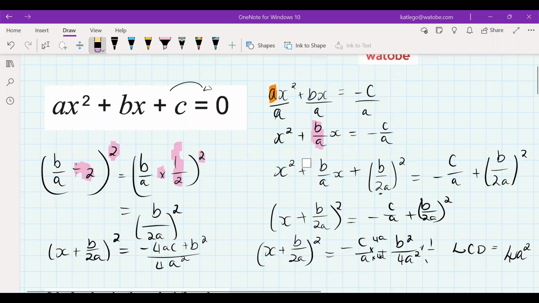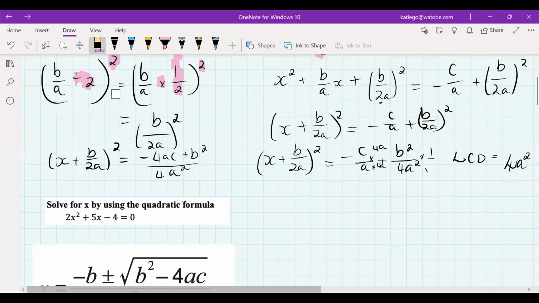Why don't we multiply by 4a on both sides? Because you're trying to get x on its own. We're trying to get x on its own. If you multiply by that on both sides, you are going to be confusing the process.